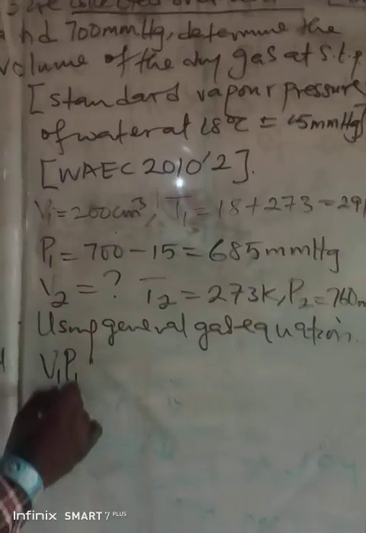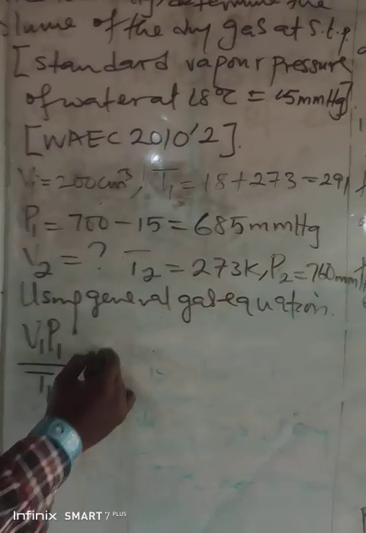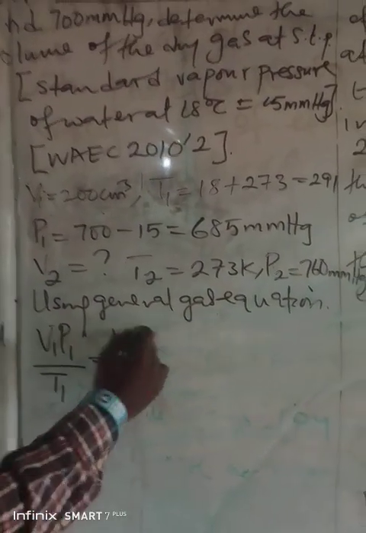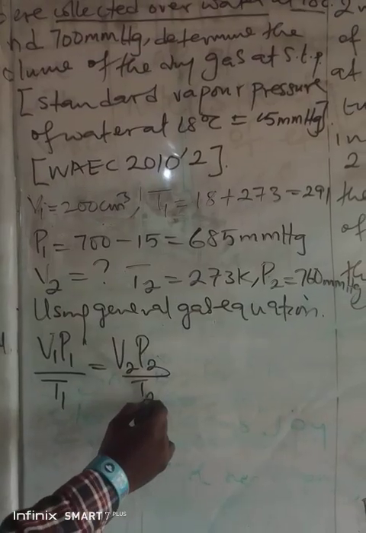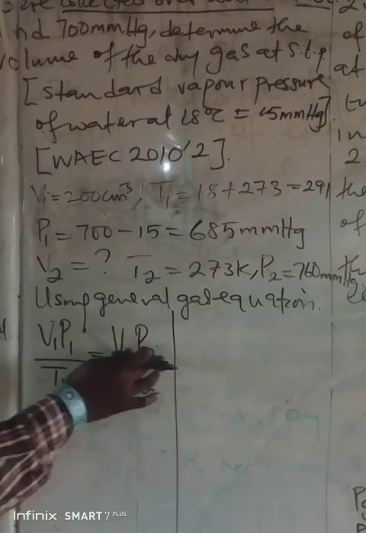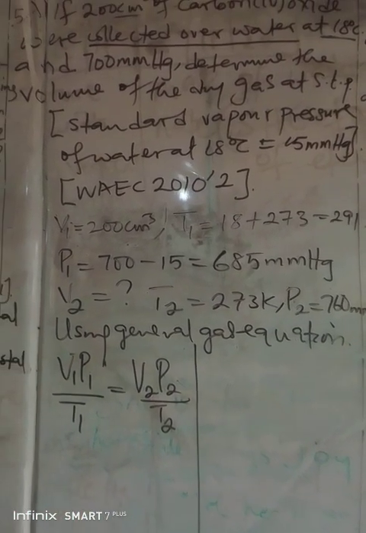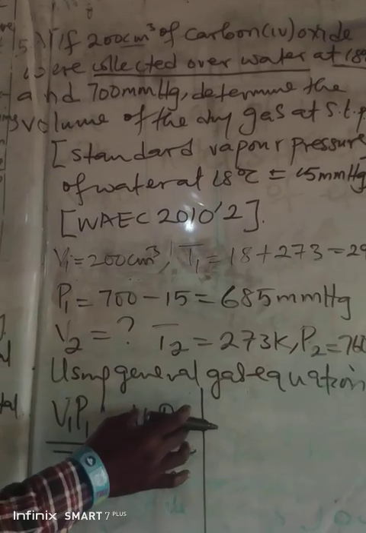Who can remind me? V1 over T1 equals V2 over T2. What am I looking for? I'm looking for V2, Abi. Let me just cross multiply. Cross multiply, now you have what?